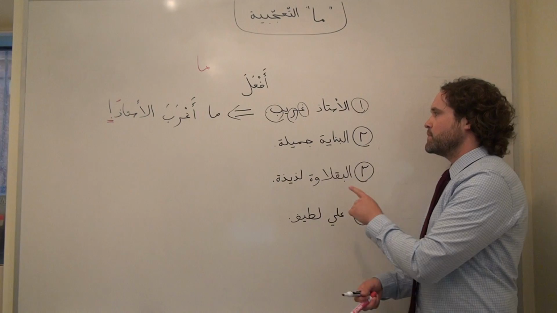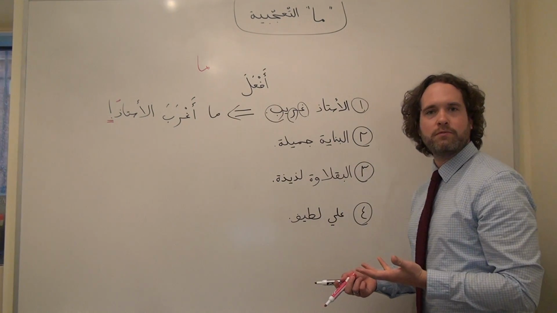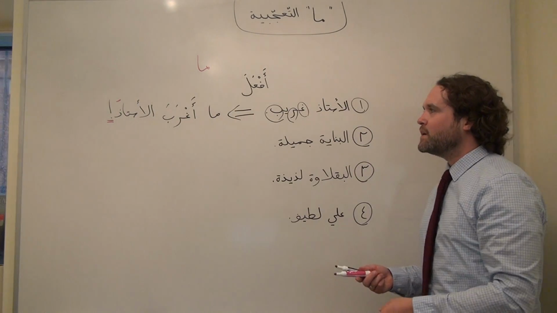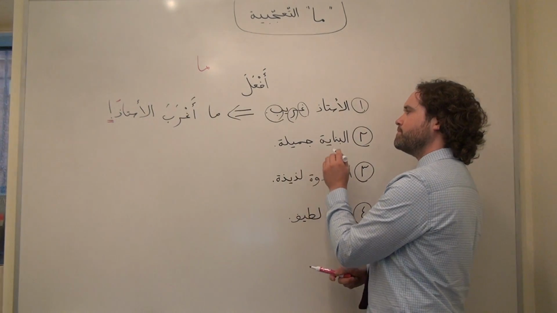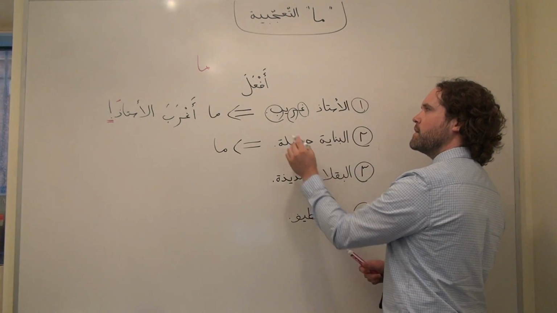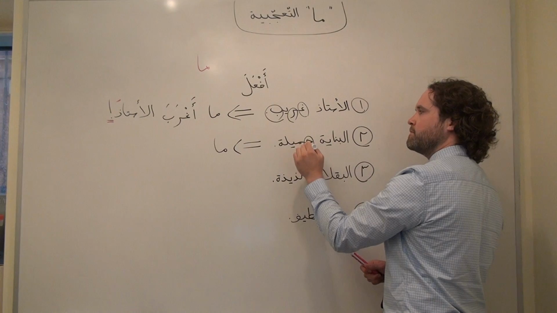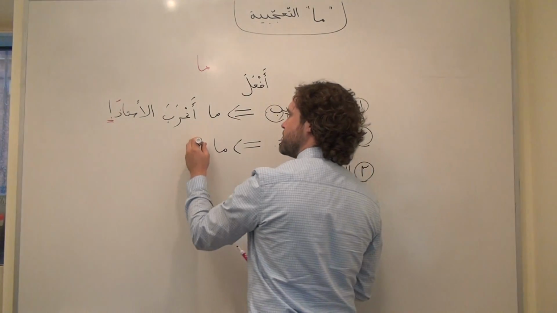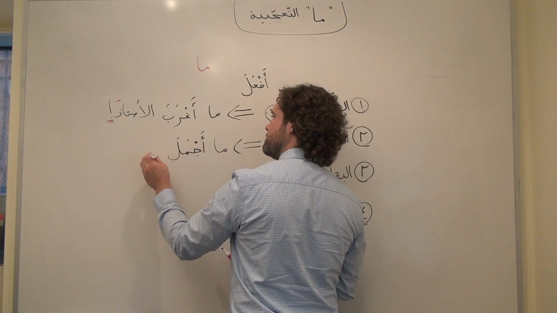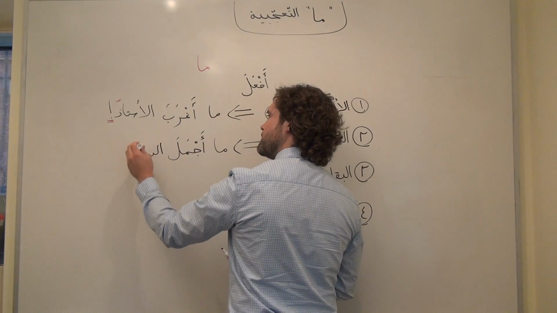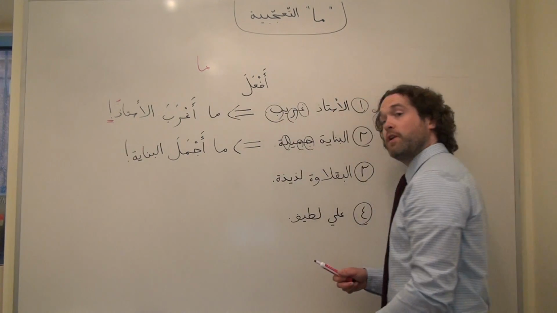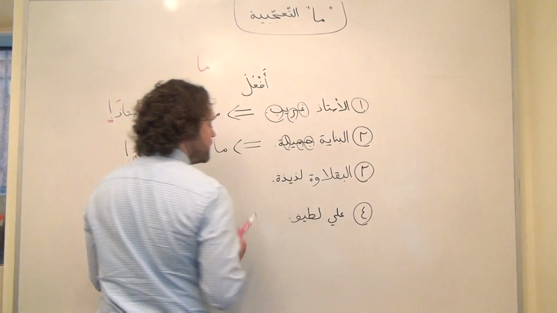Let's take some other examples. Al-binaya jamila. The building is beautiful. Fine. But if we're standing in front of a beautiful building, we might say instead, ma, and then take af'ala, find the judr of jamil, say ma ajmala al-binaya, with our exclamation point at the end.